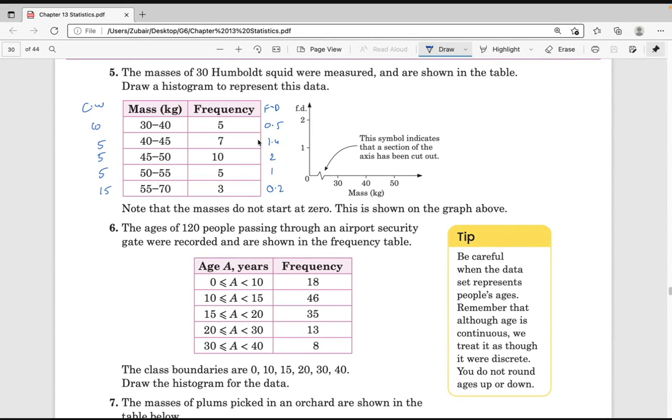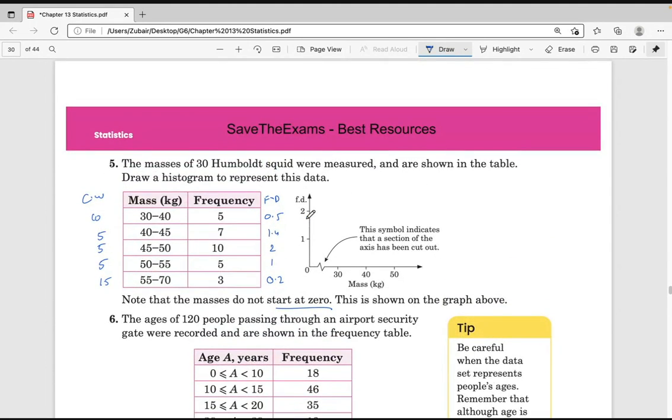Now we just have to draw that. Note that the masses do not start from 0. This is shown on the graph. This is also known as a jagged line. When the data is large enough, you can just ignore that. Let's start from the relevant value. I'm going to the next question. I hope you now know how to draw these bars.